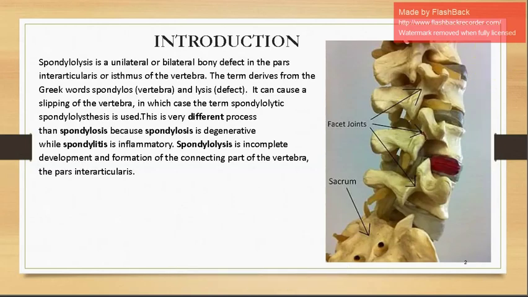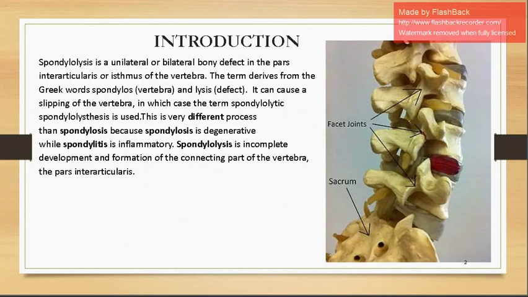It is a unilateral or bilateral bony defect in the pars interarticularis, or the isthmus of the vertebra. The term derives from the Greek word spondylos, meaning vertebra, and lysis meaning a defect. The defect can cause a slipping of the vertebra, in which case the term spondylolytic spondylolisthesis is used.